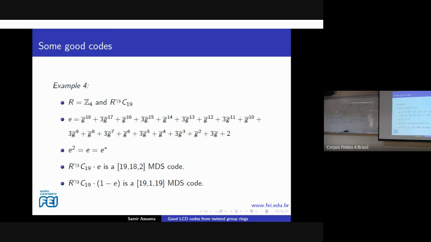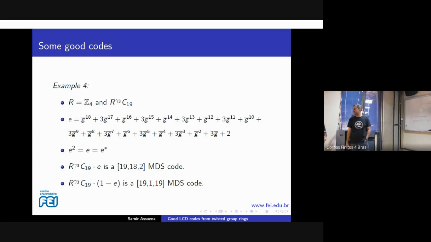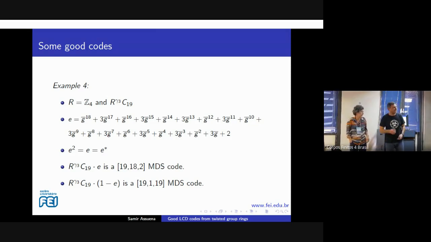I have a simple question. Do you always get MDS codes in your construction? My question is the same: can you prove that in characteristic two you always get MDS, as in all the examples you have? So that's always going to happen?